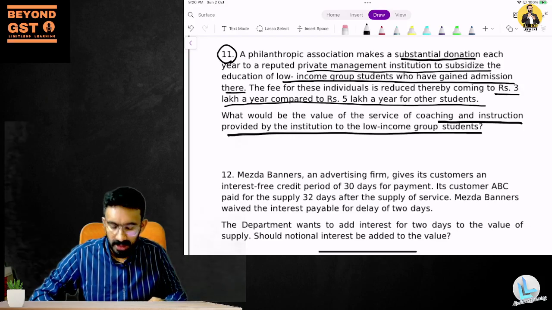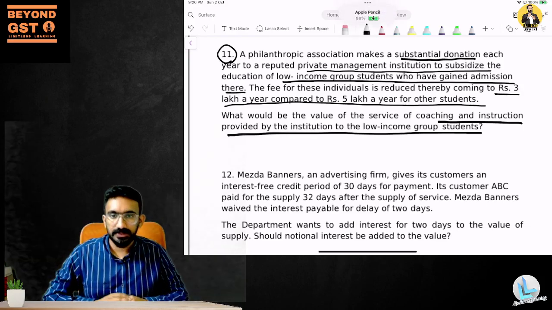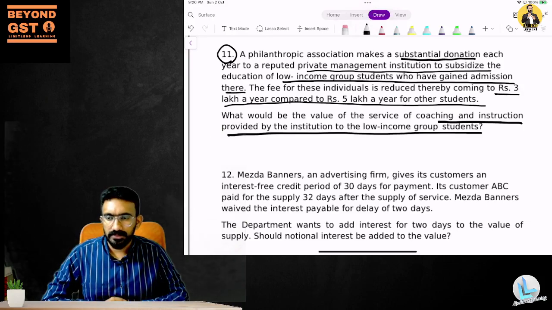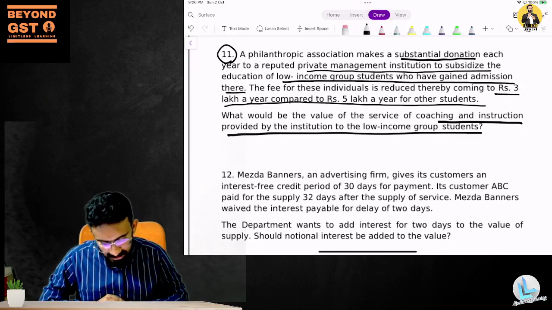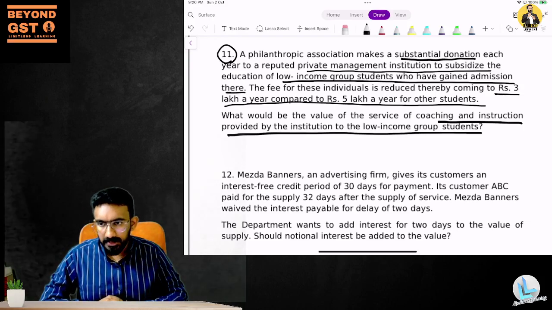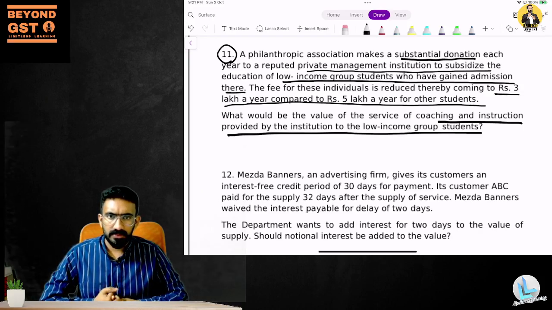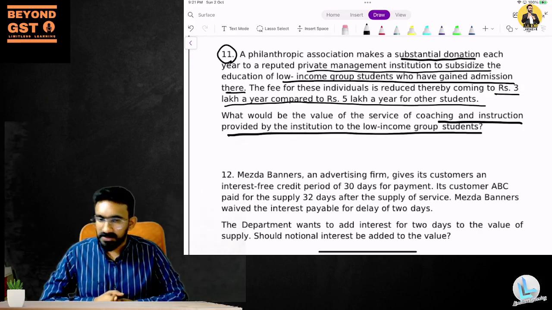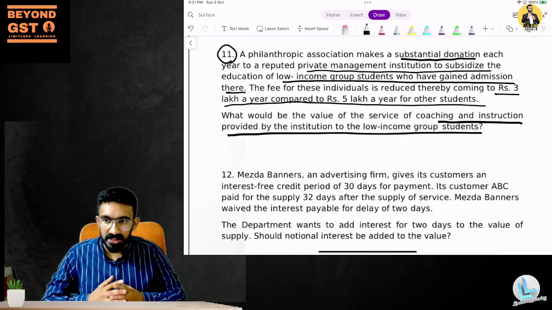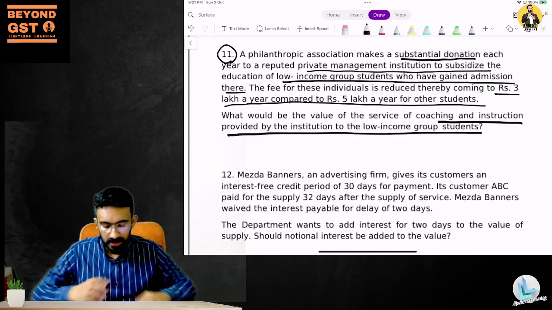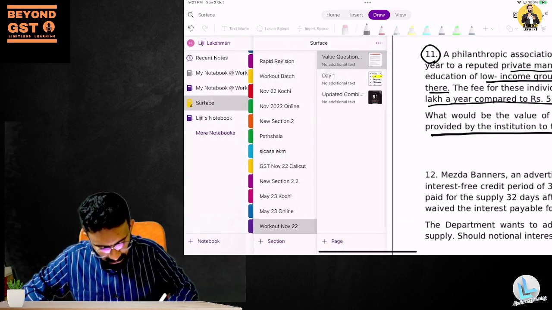Please read the question and tell me what will be the value. It is 5 lakh itself. Why? Because is it subsidy? Yes. But is it a government subsidy or a non-government subsidy? It's a philanthropic association, which is a charitable trust, which is not a government subsidy, which is a non-government subsidy. Can I reduce it? No. So how do you write the answer for this question?